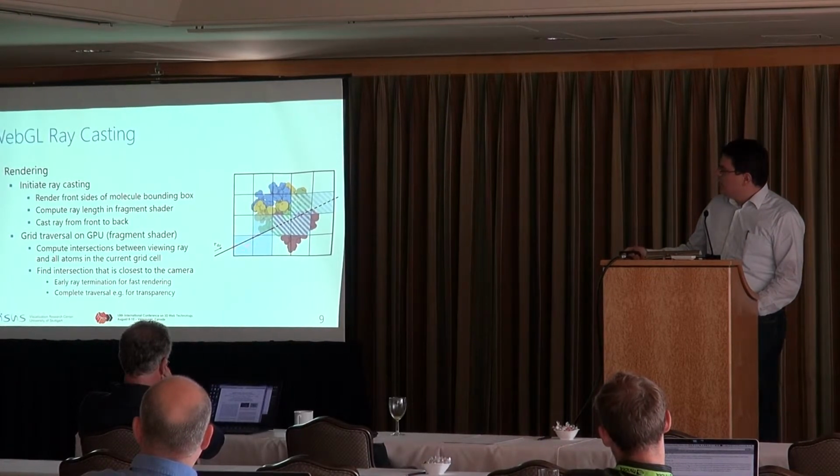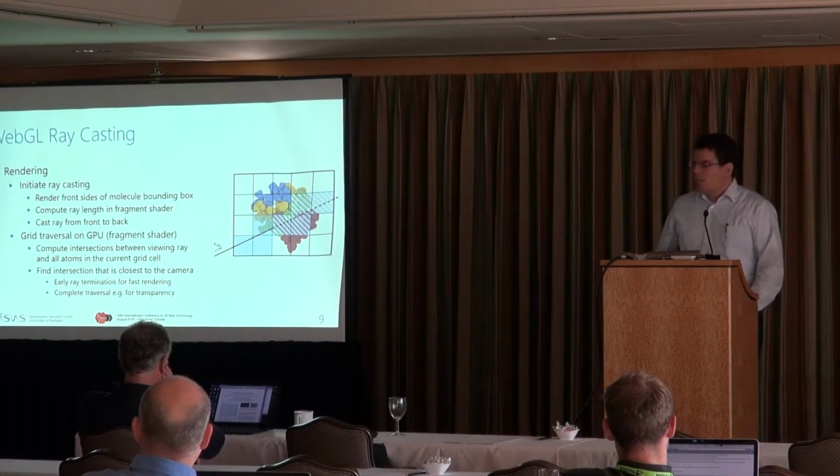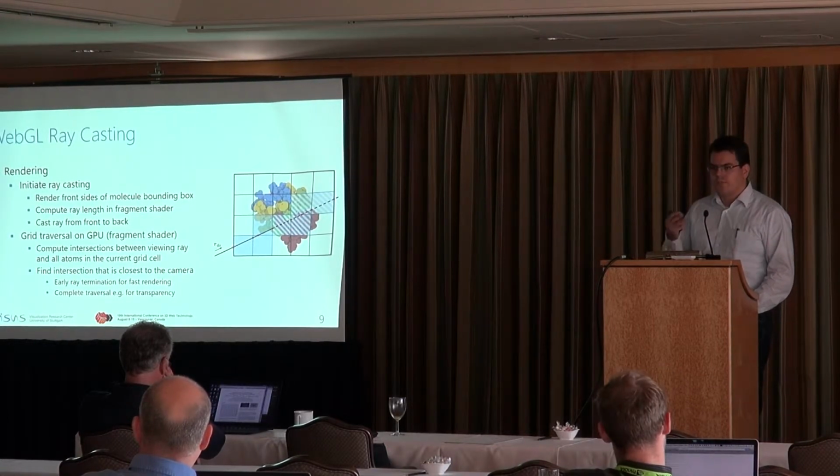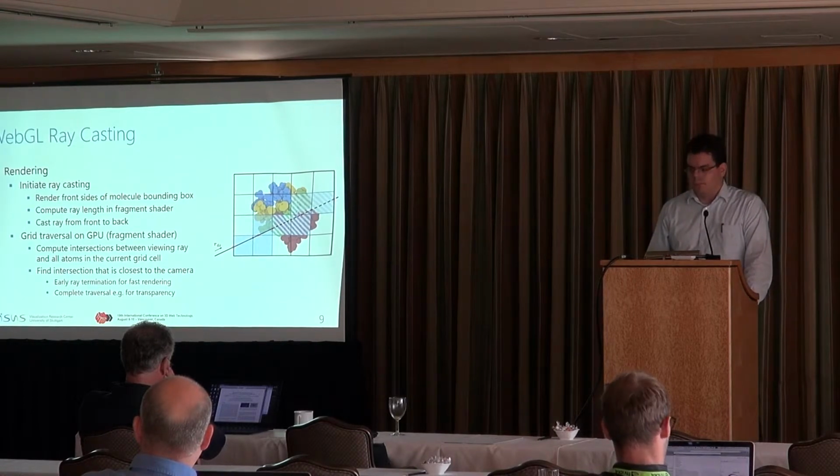So here are our results. These first two grid cells are empty. In the next grid cell, we find some atoms, but our ray doesn't hit any atom, and in the fourth grid cell, some atoms are hit, so we find the closest hit point on our ray. Then we can either do a ray termination once the first hit point is found, or we can traverse the ray until the end of the bounding box, for example, if you want to have things like transparency or something else.